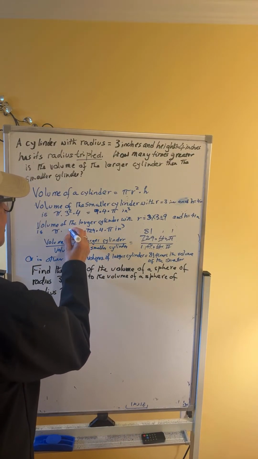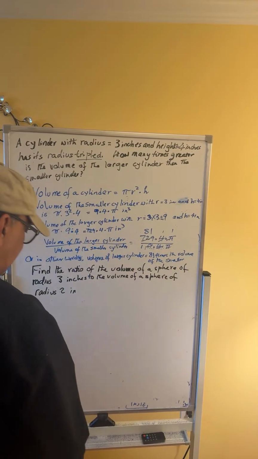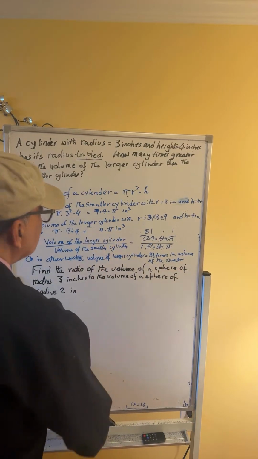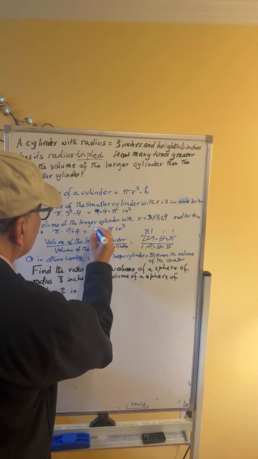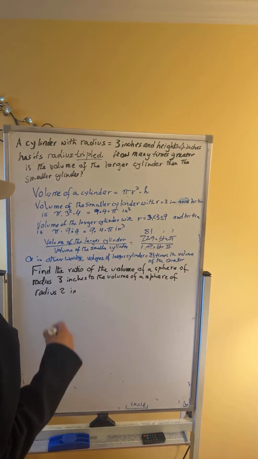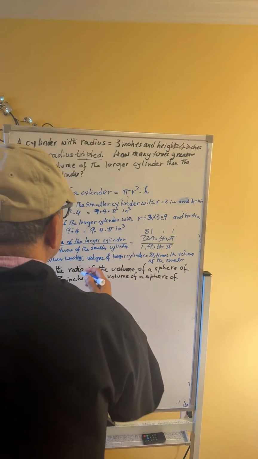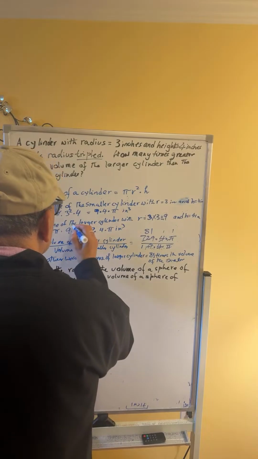So pi times 9 times 4, or 9 times 4 times pi. Larger cylinder, triple, r is 3 times 3. So pi times 9 square.